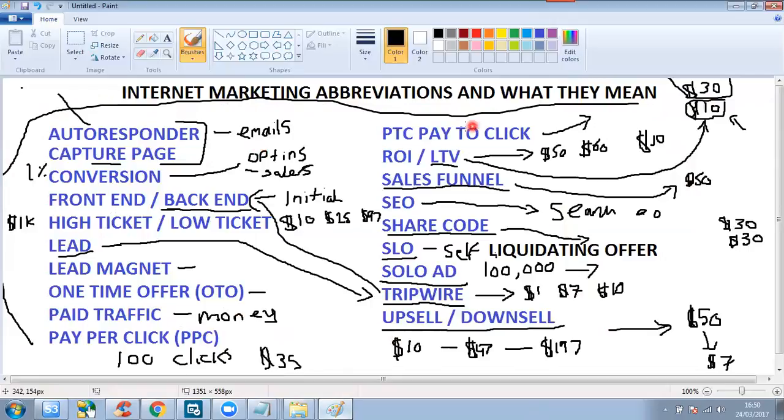And with our plan, we teach you exactly how to implement these things and how to get it to snowball so that you can build a successful online business.